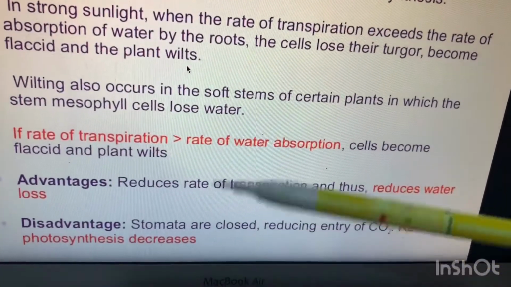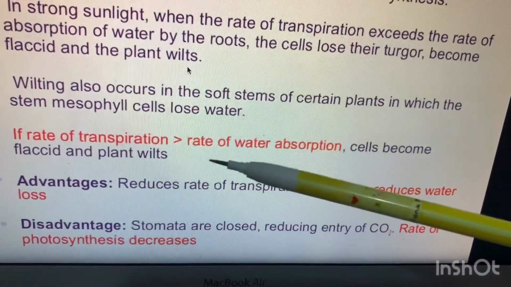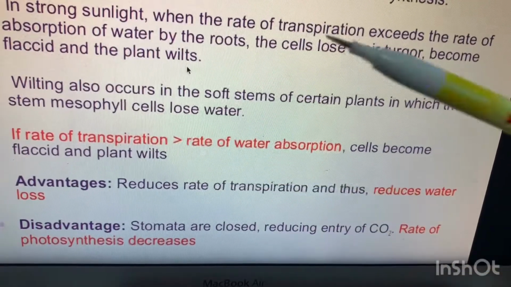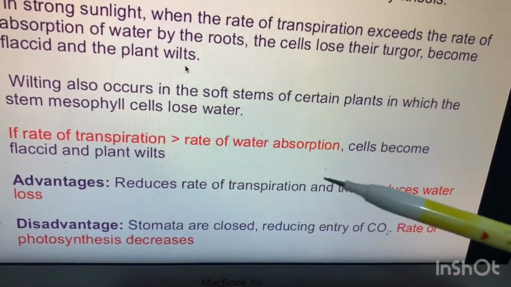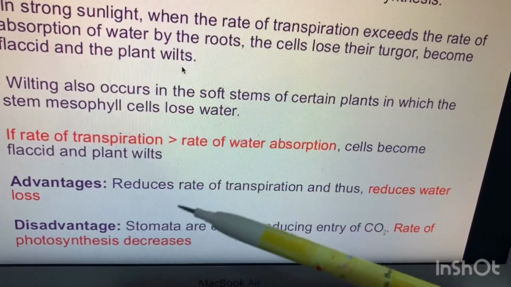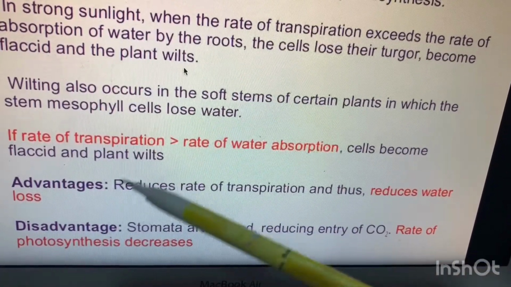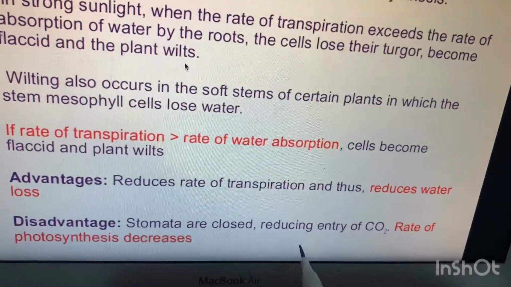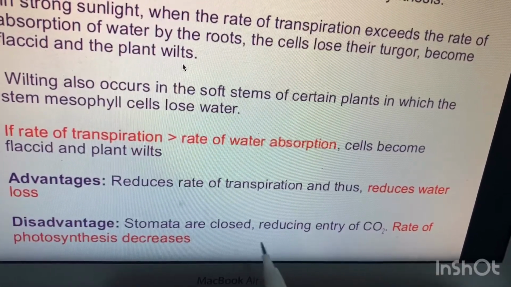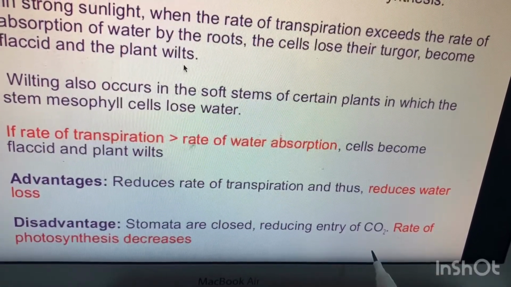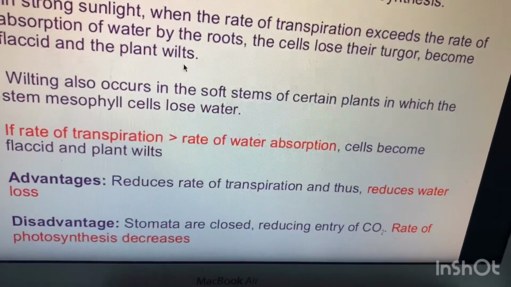Now what's the advantage? Obviously there is an advantage and a disadvantage to wilting. With a reduced rate of transpiration, there is also reduced water loss. The disadvantage is that stomata are closed, reducing entry of carbon dioxide.